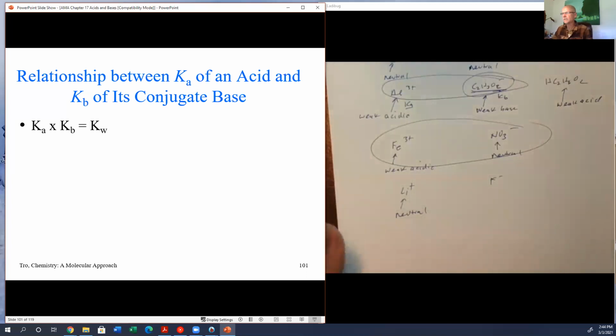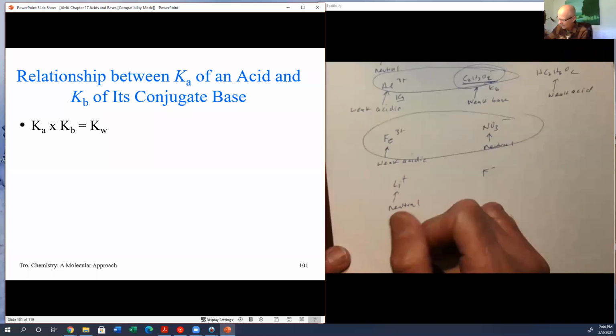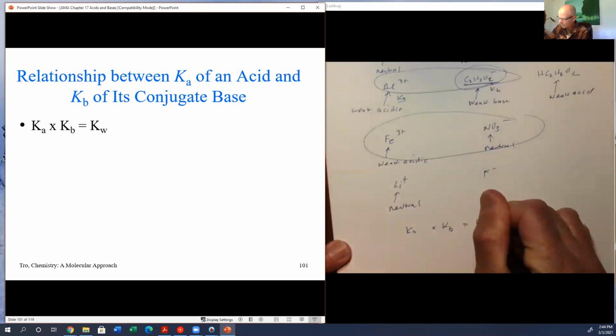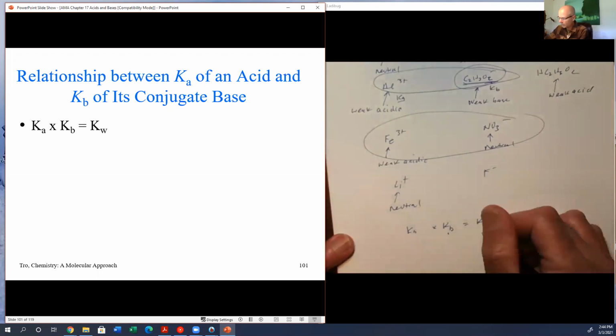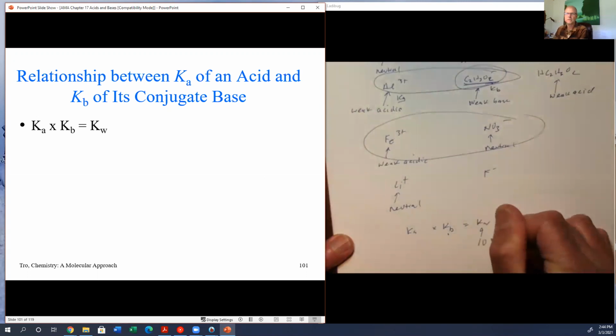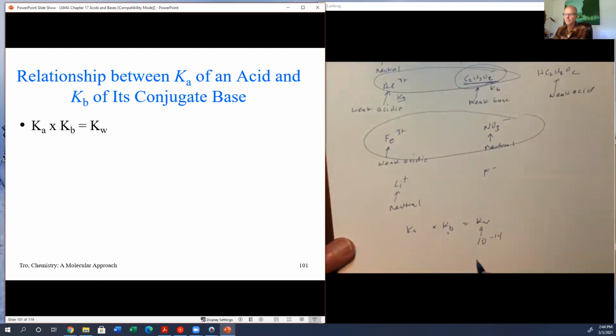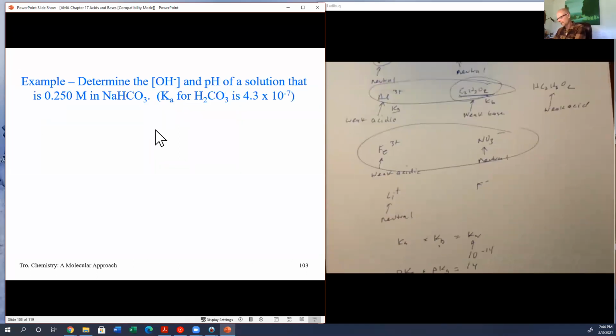So the important equation here is this one. Ka times Kb is always going to be equal to Kw. What that means is if I know the Ka for a weak acid, then I can get the Kb for its conjugate base from this equation. Kw, remember, is 10 to the minus 14. Another way I can write this equation is pKa plus pKb is equal to 14. Those are equivalent. And I think it'll just be easiest to work an example. So let's do that.